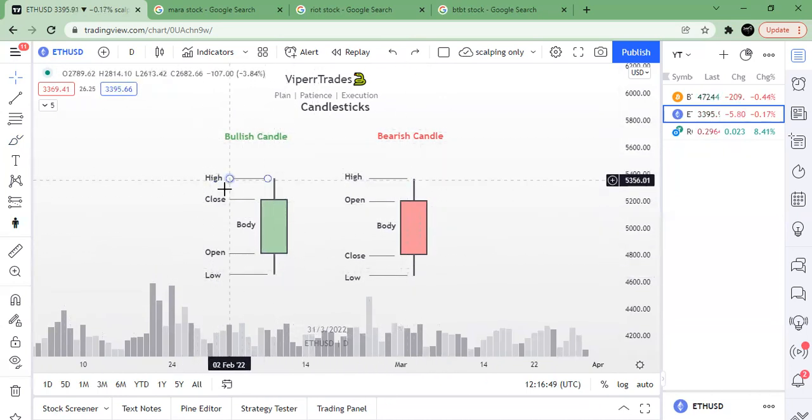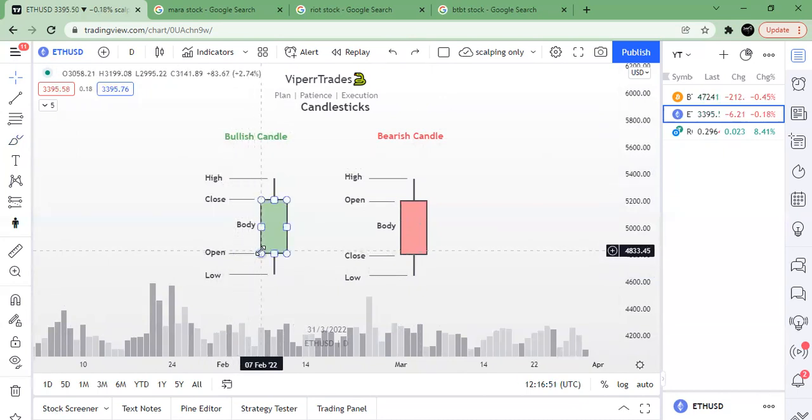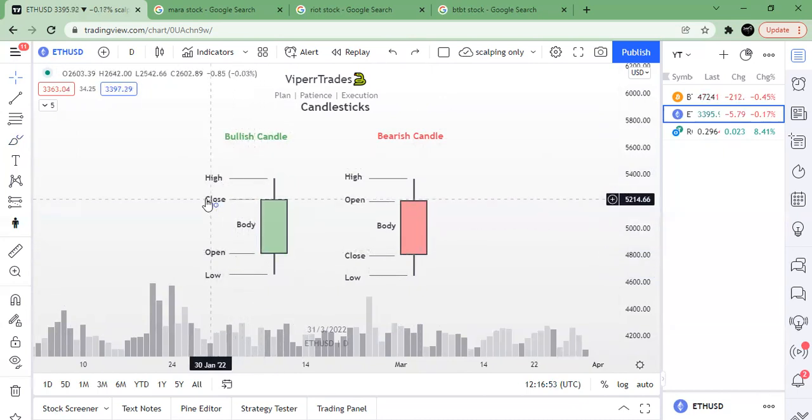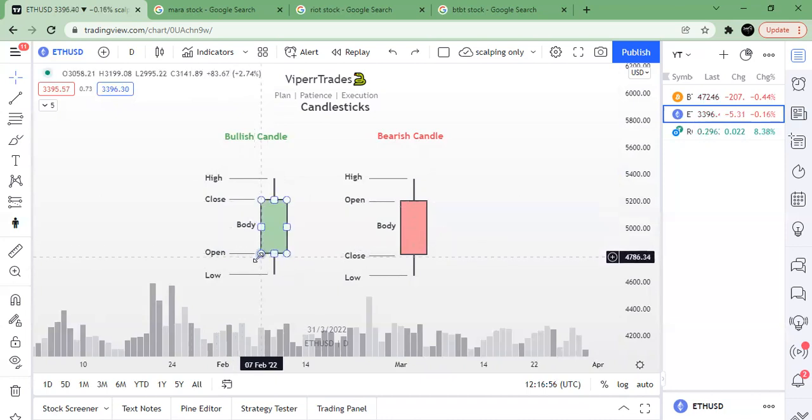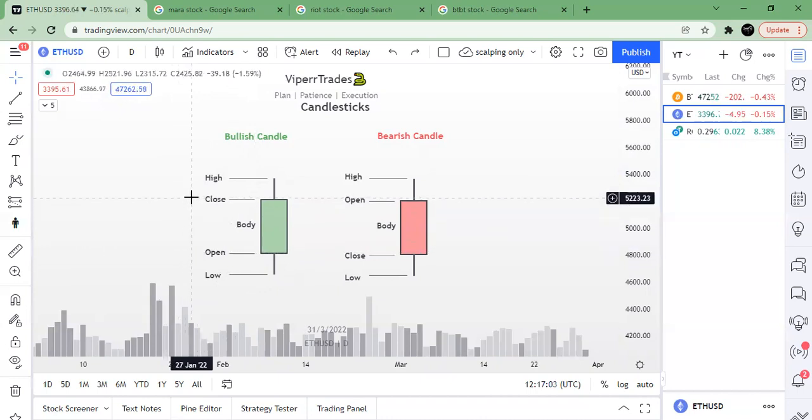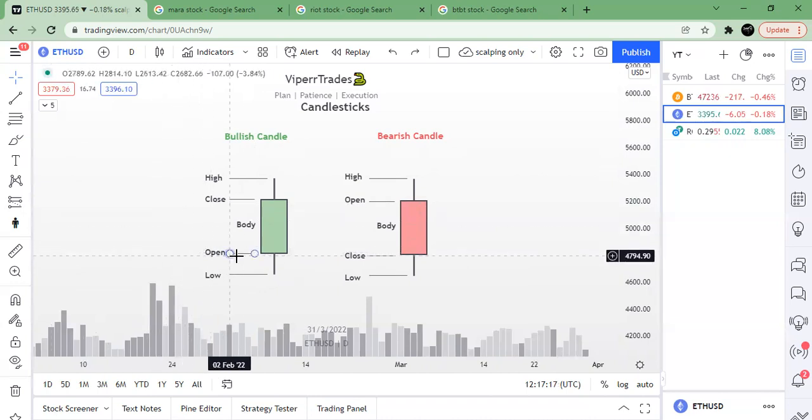With the bullish candle, the open is lower than the close, or let's say the close is higher than the open. So here for Ethereum, let's say the opening price was 4,800 and the closing price was 5,200. This is a bullish candle because the closing price of 5,200 is higher than the opening price of 4,800. That basically means that from the time the candle opened to when it closed, price has gone up, and that's why this will be green. Price has gone up from 4,800.